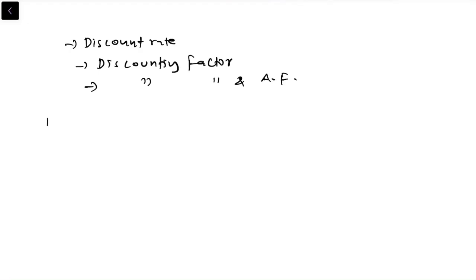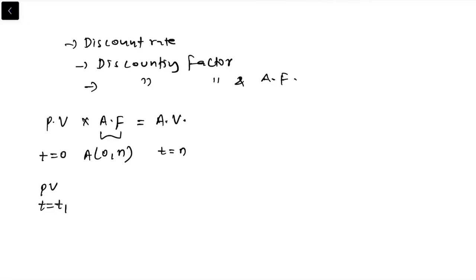In the last video, we saw that when present value is multiplied by the accumulation factor, it gives accumulated value. And this accumulation factor is time bounded, meaning that if present value is at 0 and accumulated value is at n, then accumulation factor should be from 0 to n. Or if present value is at t1 multiplied by the accumulation factor, if accumulated value is at t2, then accumulation factor should be from t1 to t2.